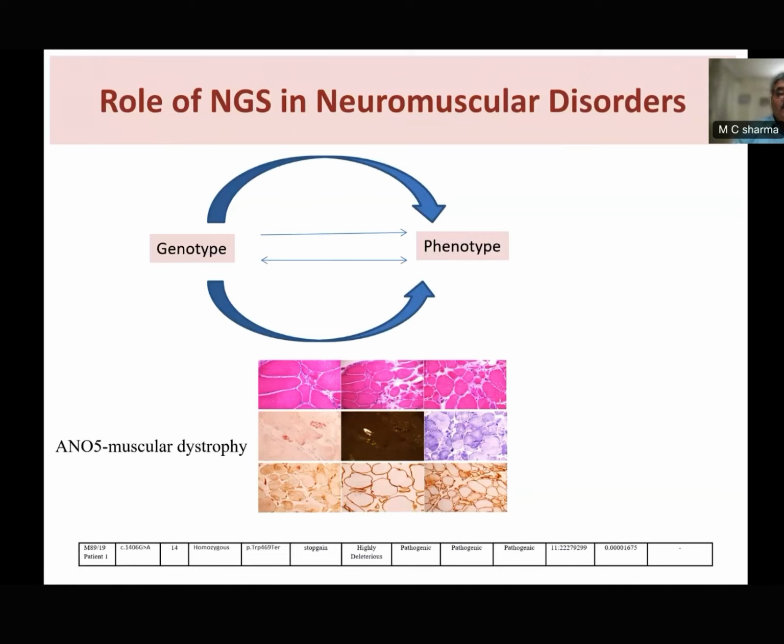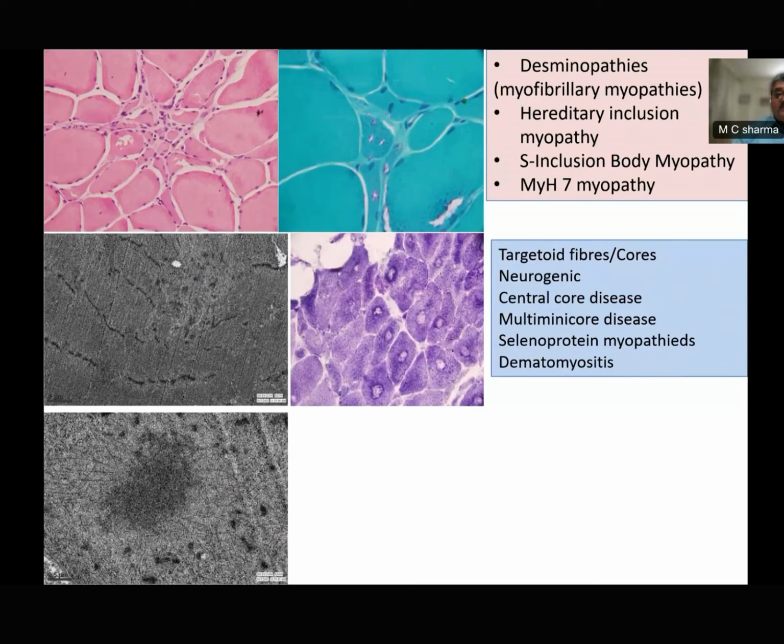But one of the indications for the muscle biopsy now, after NGS, is to study the pathogenesis of these diseases. For example, this is the anoctamin. We missed this as a muscular dystrophy, but when we did the NGS, we found that there is a mutation in this, and this disease has amyloid deposit. We don't know the reason, but this is the muscular dystrophy where one gets the amyloid deposit. So, in isolation, is it very helpful?